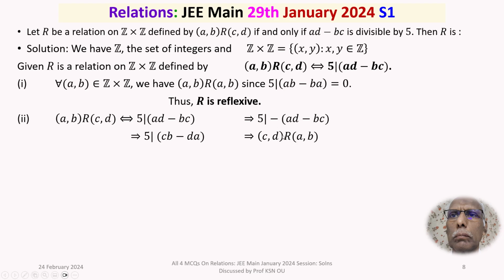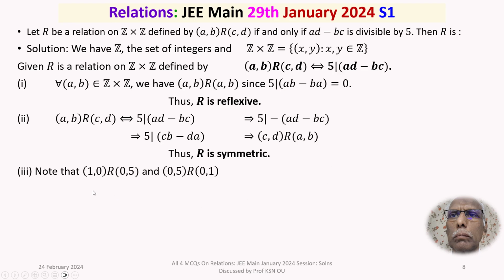So you can check, 5 divides CB minus DA implies C comma D is related to A comma B by the relation R. So it says C comma D related to A comma B whenever A comma B is related to C comma D. So this tells you that R is symmetric. We move on to the transitivity. Now we go by a situation where transitivity fails.